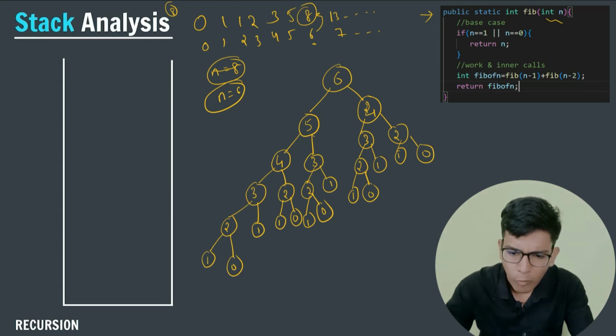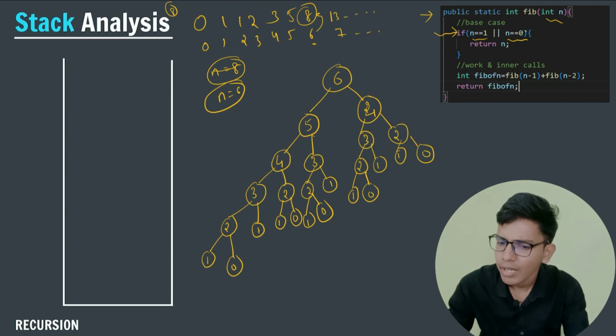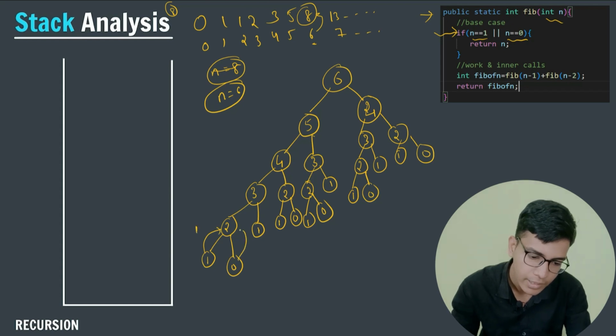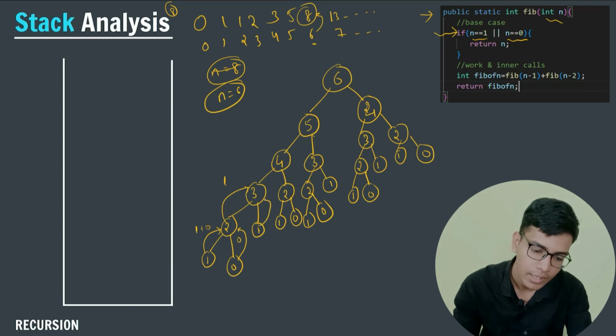So here, what is the base case? So this is my base case, right? If n becomes 1 or n becomes 0, then simply return the value of n. So here n is equal to 1, so I will return 1. Here n is equal to 0, so I will return 0, and I will add these two values, that is 1 plus 0. So from this I will return 1, and this thing will return 1. So I will add these two values, that is 1 plus 1. So this thing will give me 2, so I will return 2 here.